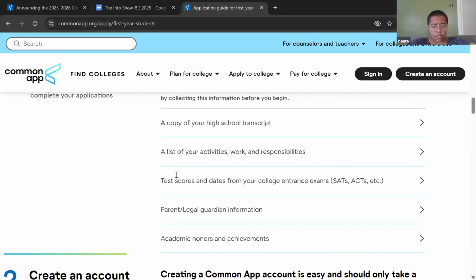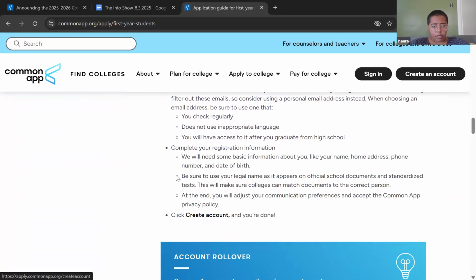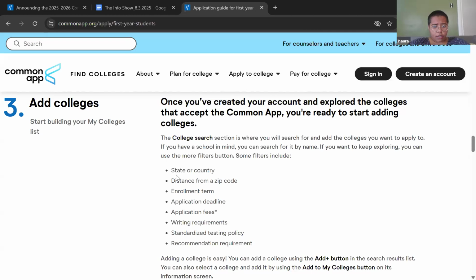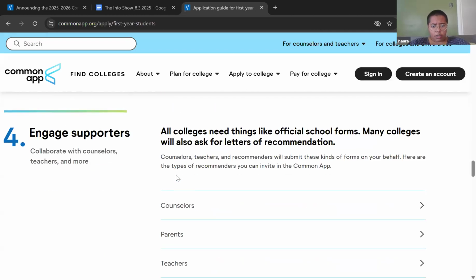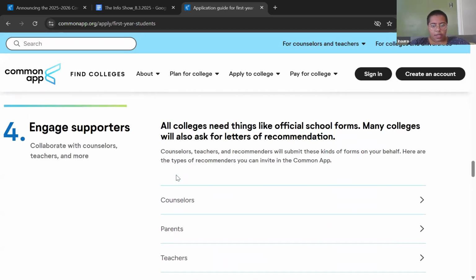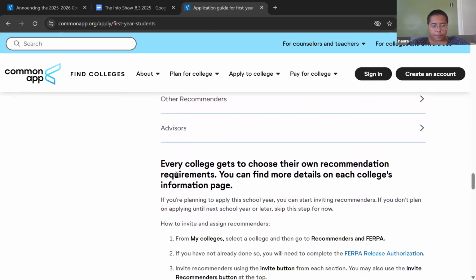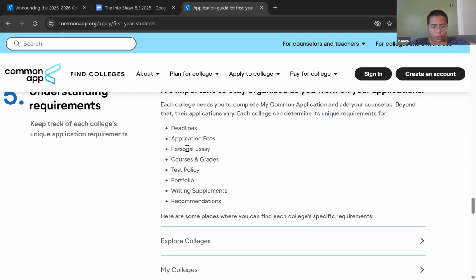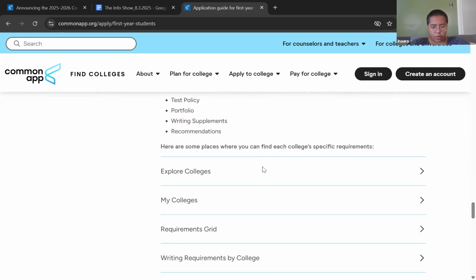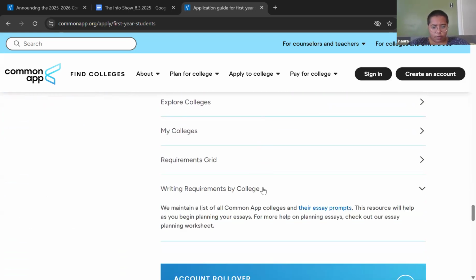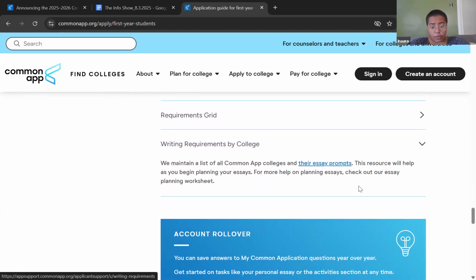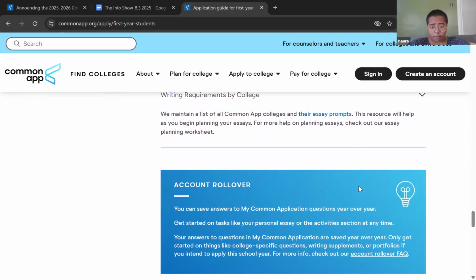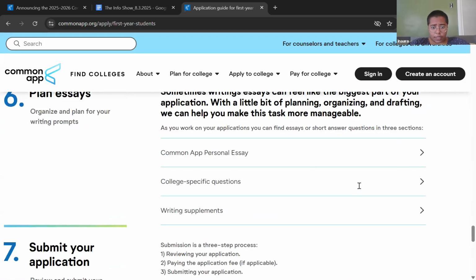Gather materials. Okay, well, this is great. Everyone should check this out. Add colleges. Engage supporters. Oh, okay. Engage supporters, what does that mean? Okay, so personal essay. My understanding is you write one personal essay. Writing requirements. Okay, so yeah, that's true. Colleges can have different essay prompts. Plan essays.